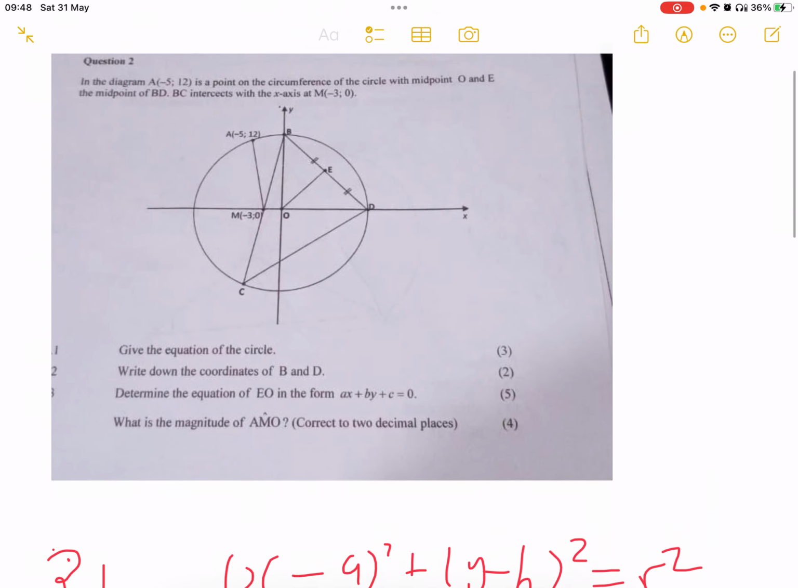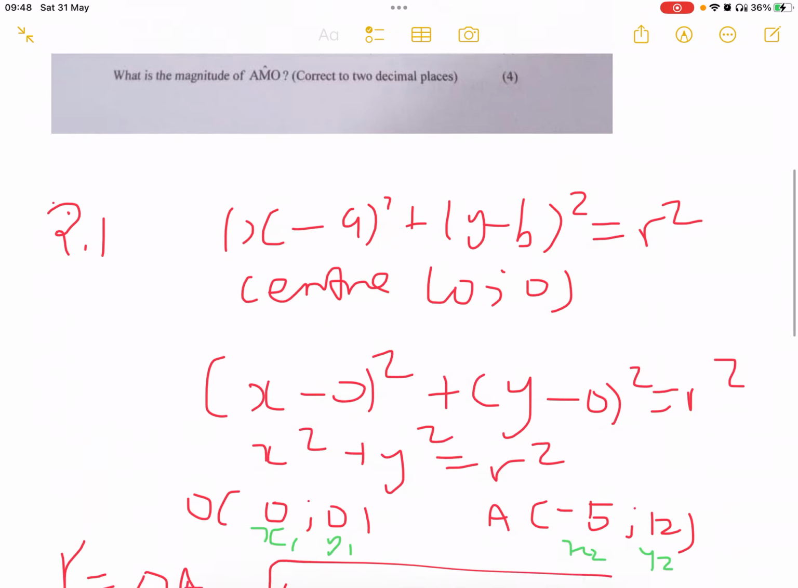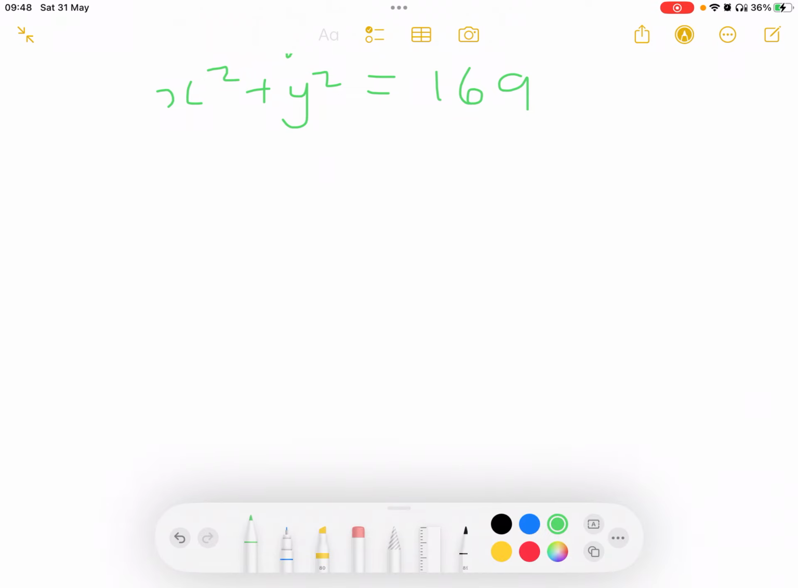The second question is asking us to write down the coordinates of B and D. Now, where is B? B is where the circle cuts the y-axis, which is when x is equal to 0. And D is where the circle cuts the x-axis, which means y is equal to 0 there. So now we'll go on with the equation. B is where x is equal to 0. So you're just going to rewrite the equation x squared plus y squared equals 169, and you substitute 0 for x, then you solve for y.